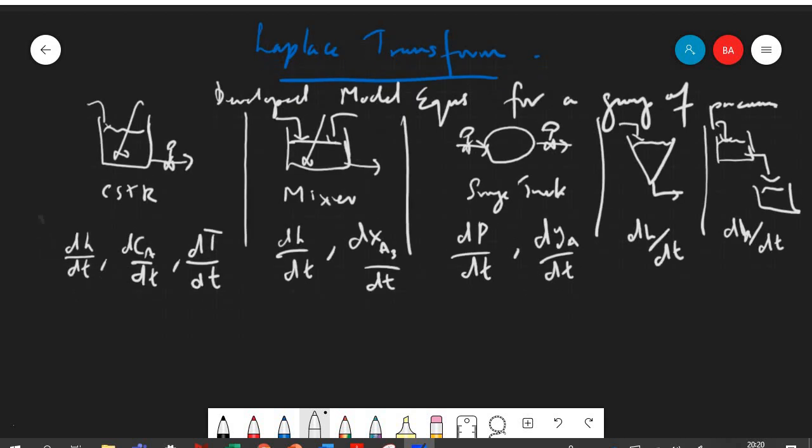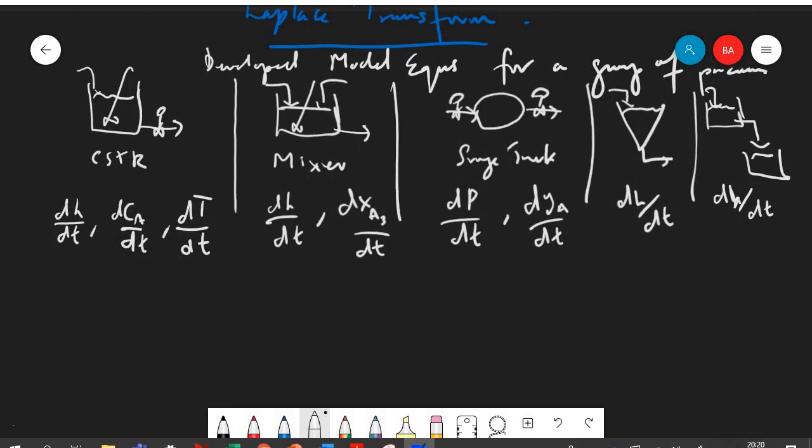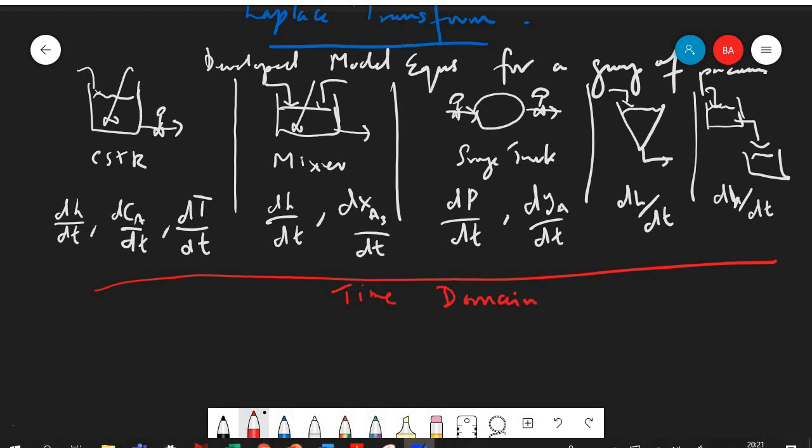So for all that we have taken so far, if we just have a look, all of that is in the time domain. All of that is in the time domain, and you can see that all of them have dt. So they change with time.